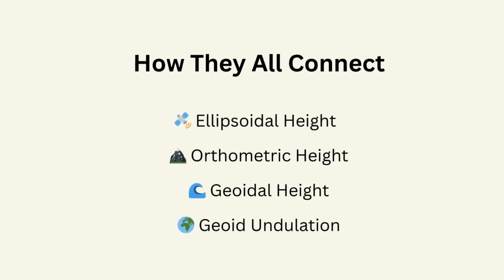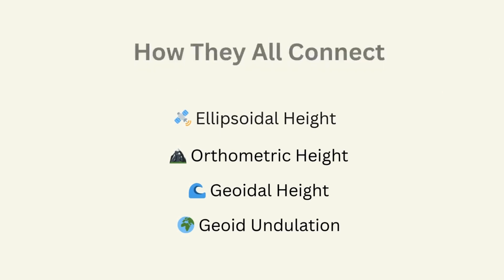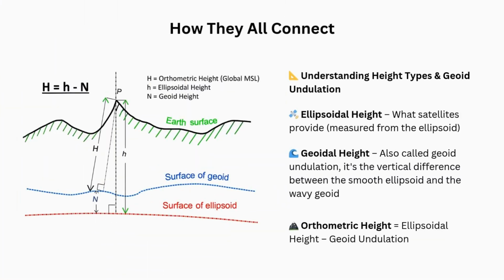How do all these different heights connect? Let's connect the dots. Ellipsoidal height: what satellites give you. Geoidal height, also known as geoid undulation, is the vertical difference between the smooth ellipsoid surface and the wavy geoid surface. Orthometric height is equal to the difference of ellipsoidal height and geoid undulation.